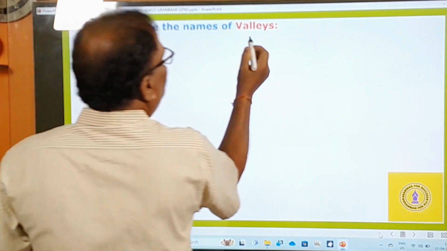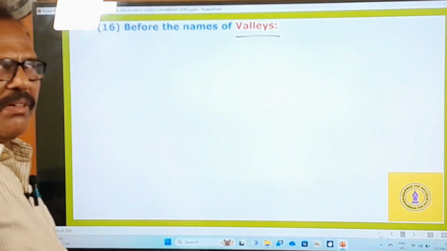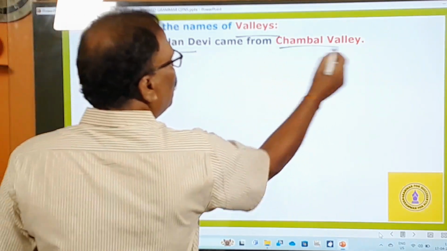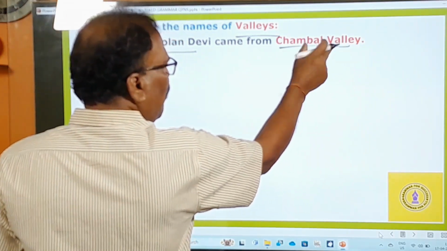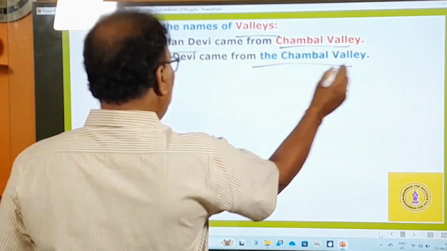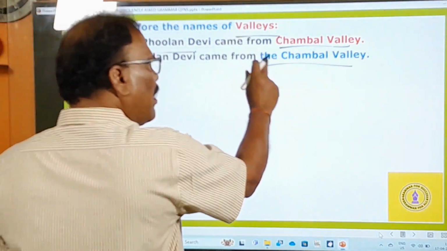16th one: before the names of valleys. It's also a direct one. Phoolan Devi came from Chambal Valley. It's Chambal Valley in Madhya Pradesh. You cannot simply say Chambal Valley, it is the Chambal Valley. Phoolan Devi came from the Chambal Valley.